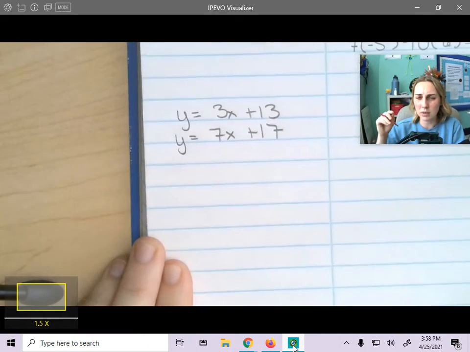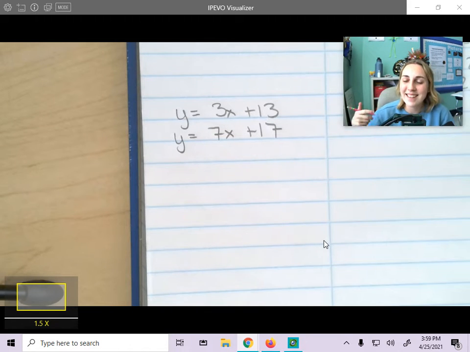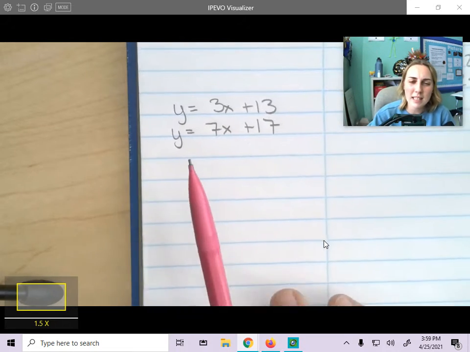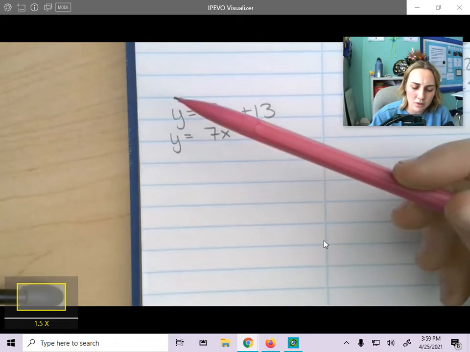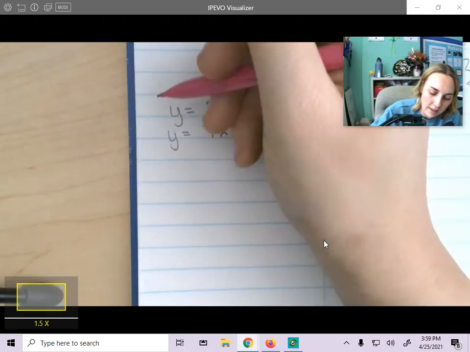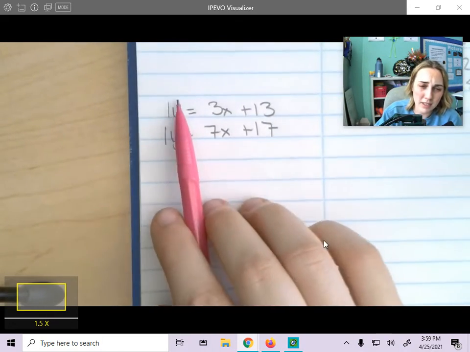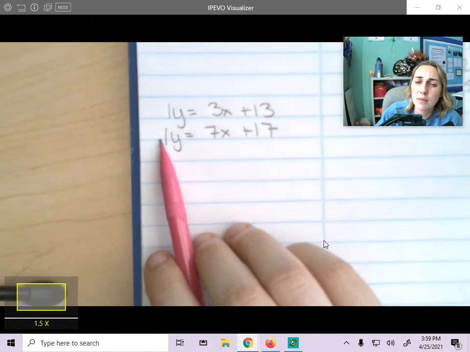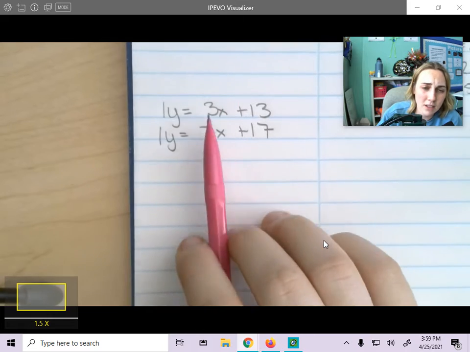First things first, we're solving this by elimination. So what that means is I need to eliminate a variable. And I'm going to eliminate the variable based off of which one of these have the same coefficient. Over here, these two y's, they both have a coefficient of 1. So that is going to be the one I'm getting rid of because they both have the same number in front of them, okay? So y is going to be the variable I eliminate first. So that means I'm going to solve for x.